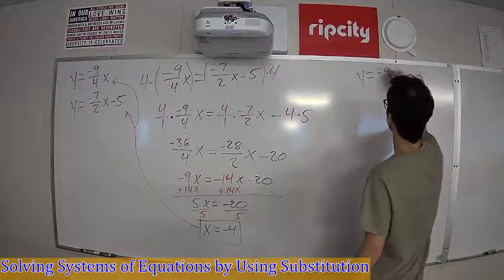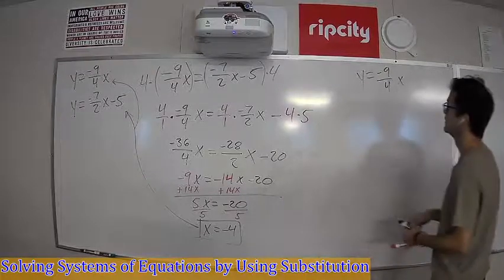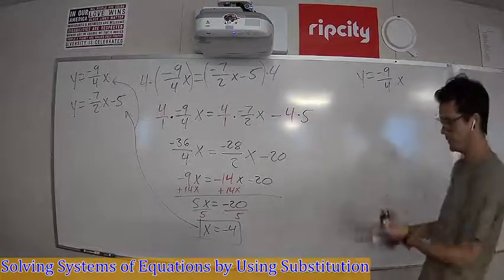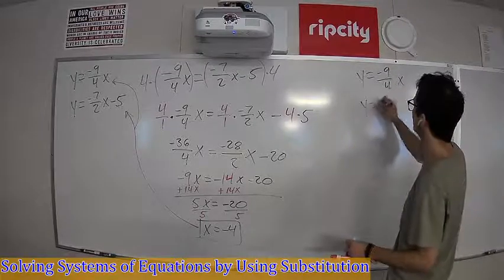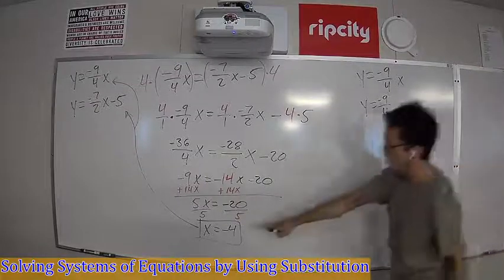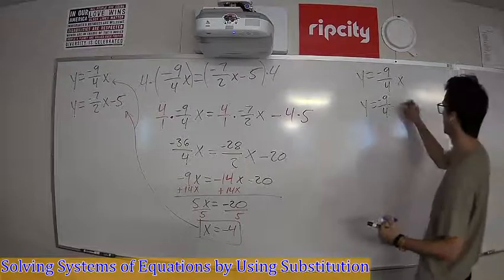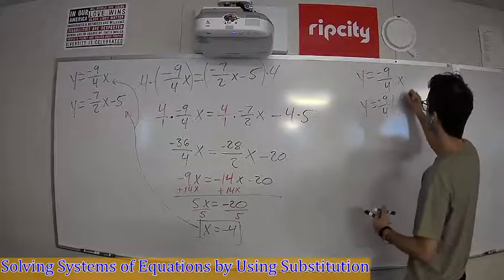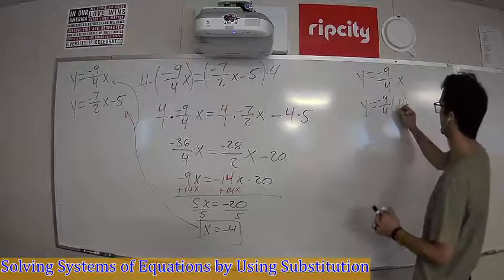So I'm going to copy down negative 9 over 4x. I just copied that top equation. No math was done yet. Now I'm going to substitute our value of x in for x. We're claiming that x is negative 4. And then just because there's a fraction here, I'm going to call it negative 4 over 1.